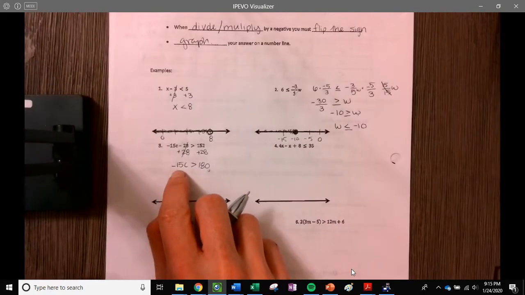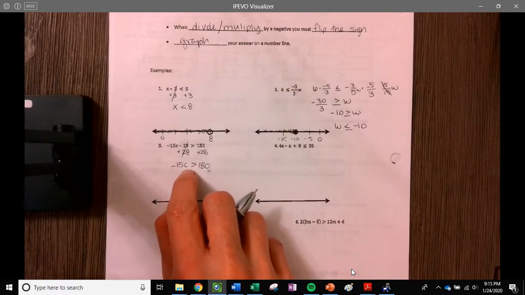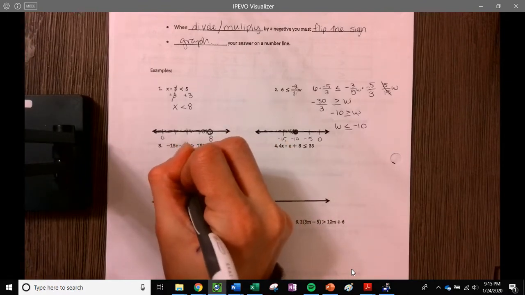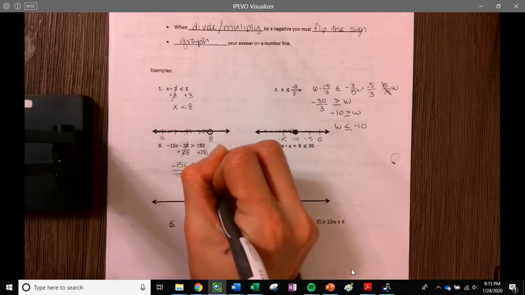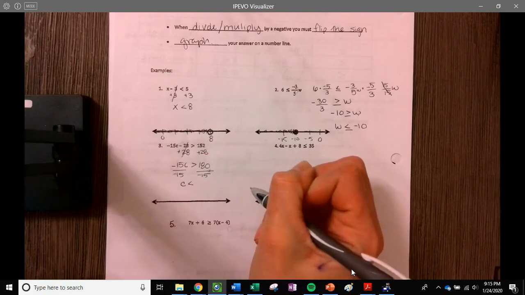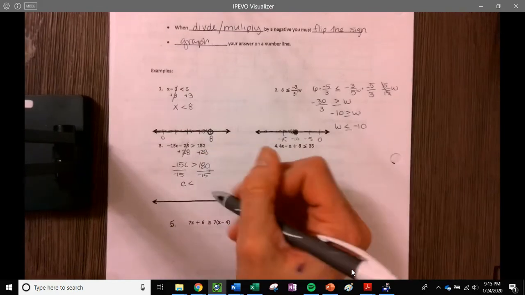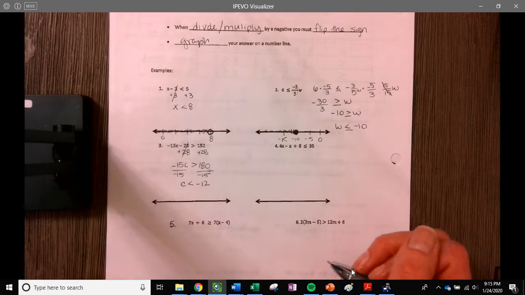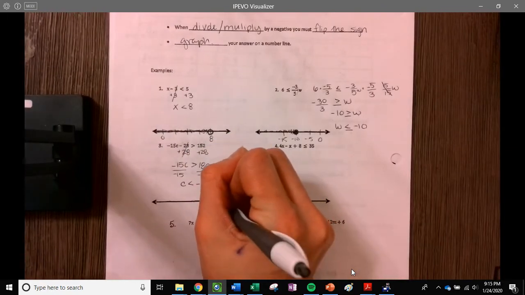Now I need to divide to unstick the -15 from the c. So I'm going to divide by -15 and divide by -15. That gives me c. My sign flips. 180 divided by -15 is -12. So c is less than -12.